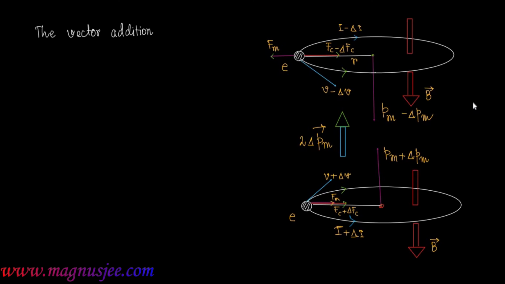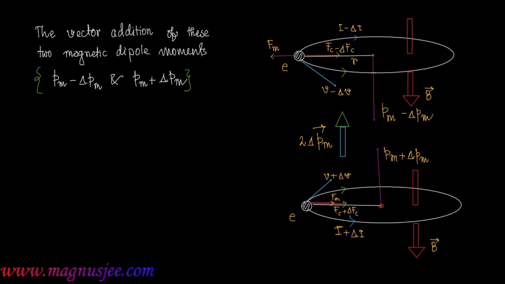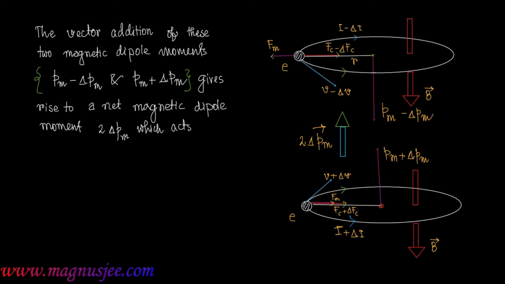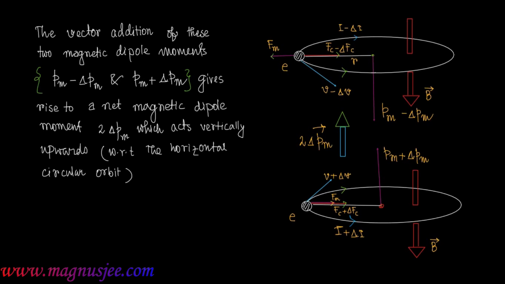The vector addition of these two magnetic dipole moments, Pm minus delta Pm and Pm plus delta Pm, for the electrons revolving anticlockwise and clockwise respectively, gives rise to a net magnetic dipole moment 2 delta Pm, which acts vertically upwards with respect to the horizontal circular orbit of revolution of the two electrons, opposite to the external magnetic field of field induction B.